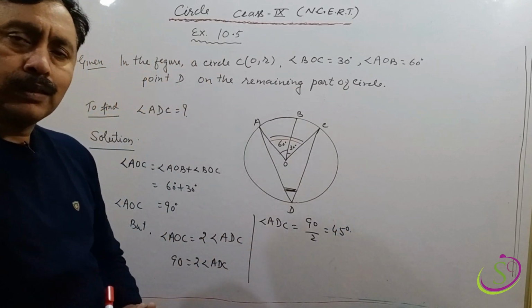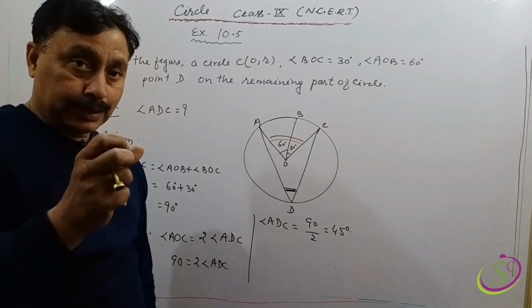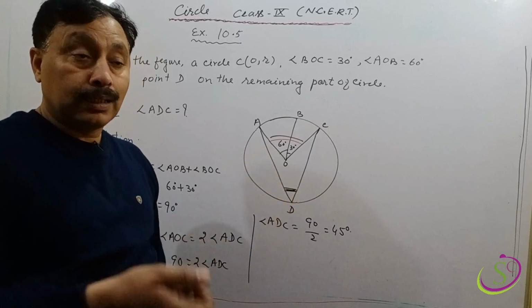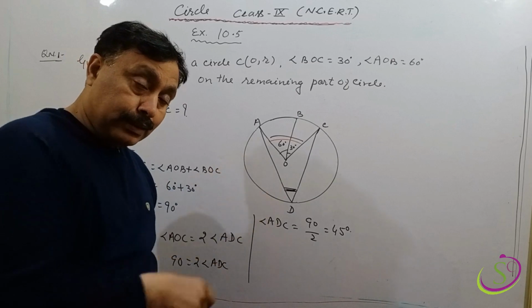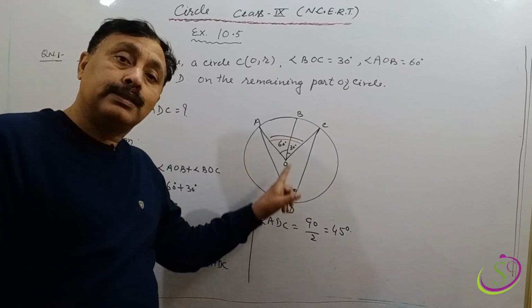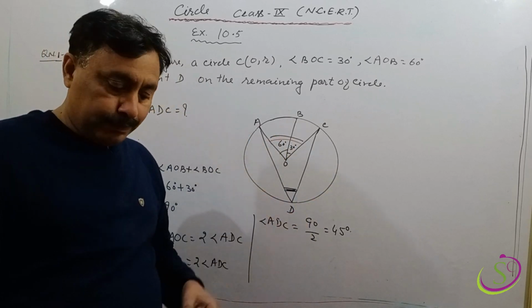Very interesting. So before doing these questions, I suggest you learn all the statements coming in this lesson. Like the statement: angle subtended by an arc at the center is double that of angle subtended by the same arc at the remaining part of the circle. Is it clear? So do it.